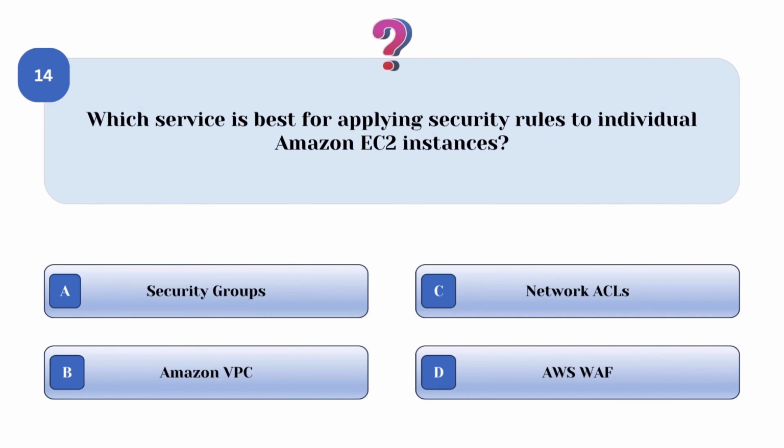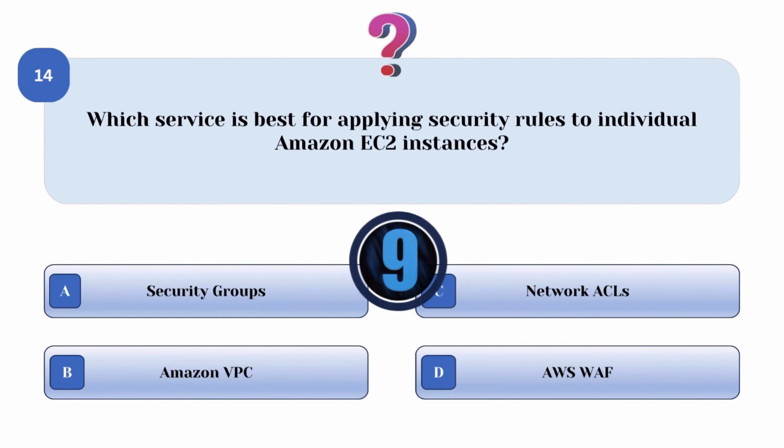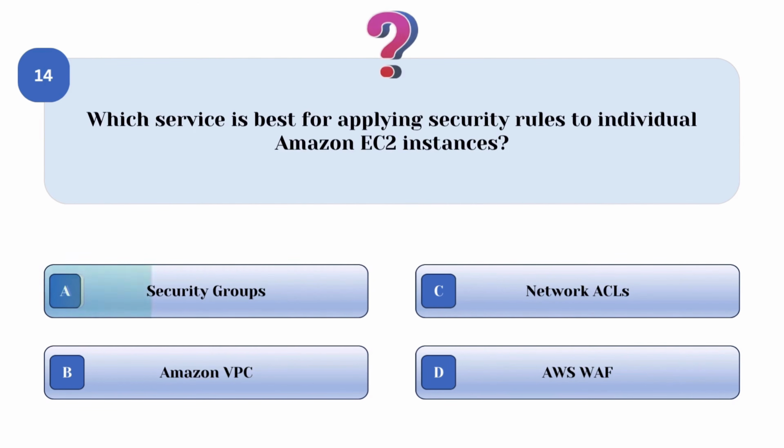Which service is best for applying security rules to individual Amazon EC2 instances? Correct answer: Security group. Explanation: Security groups act as virtual firewalls that control inbound and outbound traffic to EC2 instances. Why others are incorrect? VPC: overall networking framework. NACLs work at the subnet level, not per instance. WAF protects web applications, not EC2 traffic.